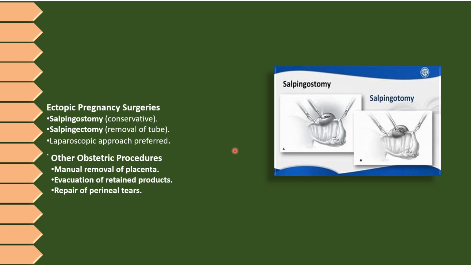If the tube can be preserved, a salpingostomy may be performed, as I already discussed, where the ectopic tissue is removed but the tube is left intact. However, if damage is severe, a salpingectomy, removal of the entire tube, may be necessary. Nowadays, laparoscopic approaches are generally preferred due to faster recovery and less morbidity. Other common obstetric procedures include manual removal of the placenta when it fails to deliver spontaneously, evacuation of retained products to prevent hemorrhage or infection, and surgical repair of perineal tears sustained during childbirth.